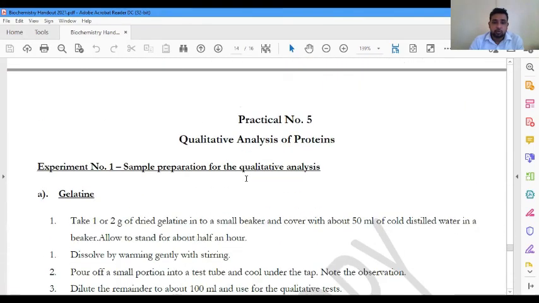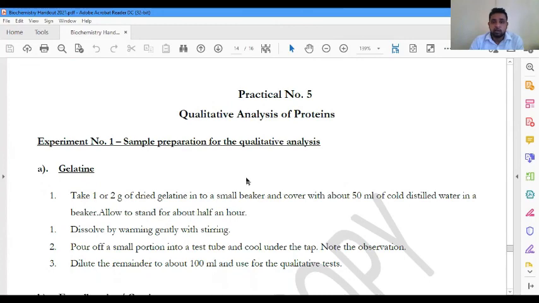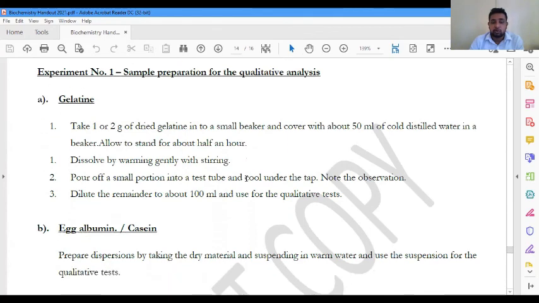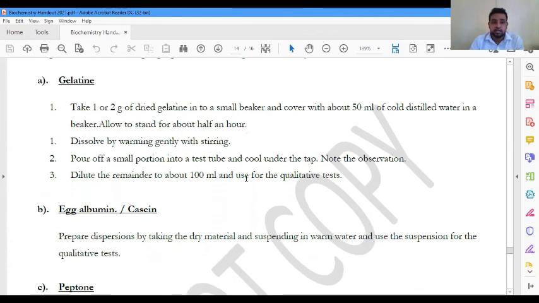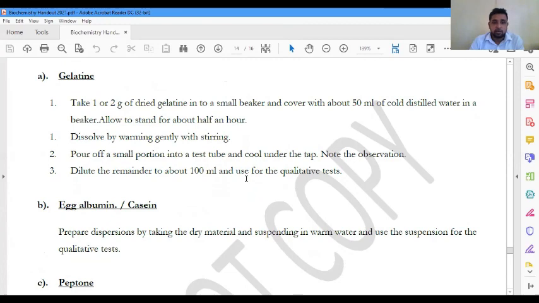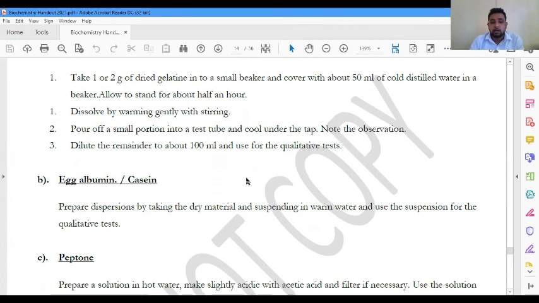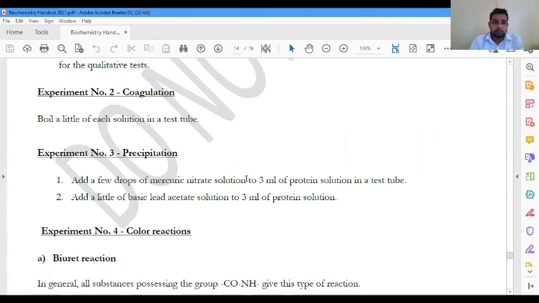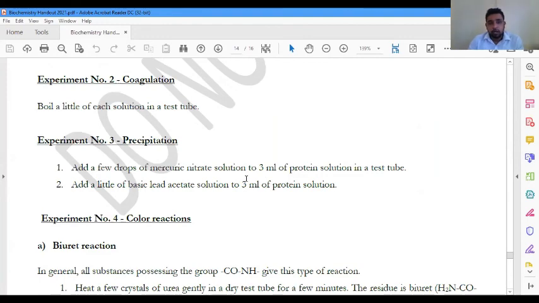So after that, we moved on to qualitative analysis of proteins. Under that, we prepared protein samples for the analysis. For that, we used gelatin, egg albumin, casein, and peptone. I said that gelatin and peptone are synthetic proteins, while egg albumin and casein are natural proteins. So we did the coagulation test. For that, egg albumin and casein get coagulated when boiling, but peptone and gelatin didn't give such coagulation.